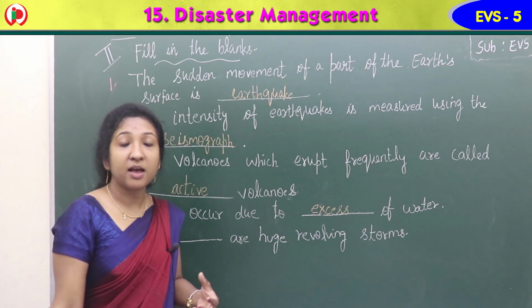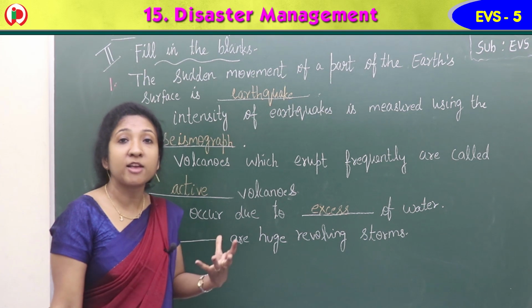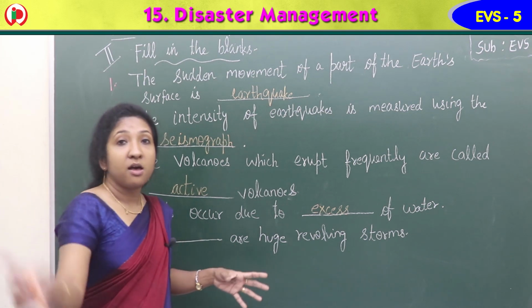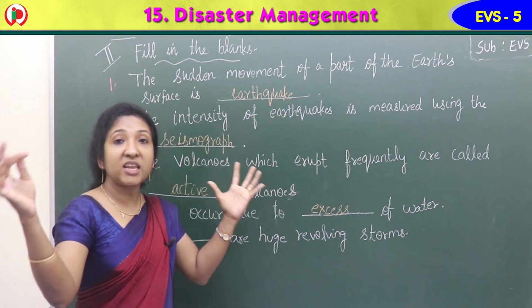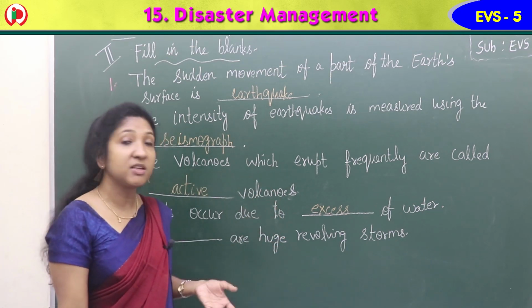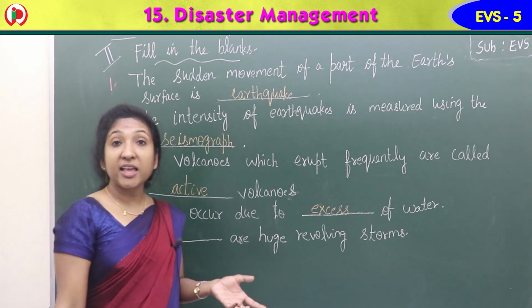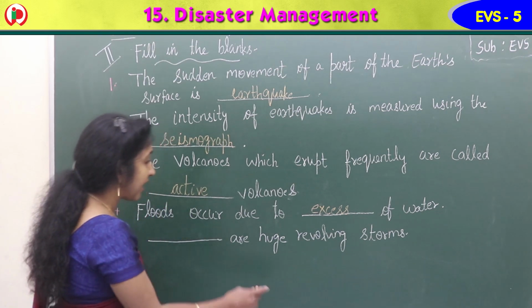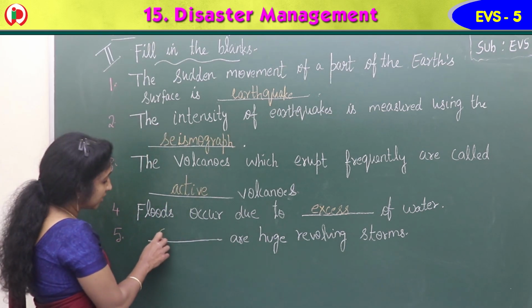What is that? It's a natural disaster. Which natural disaster occurs with heavy, fast rain, wind and the storm? Rotating storm, we say, revolving storm. It is cyclones. So cyclones are huge revolving storms.